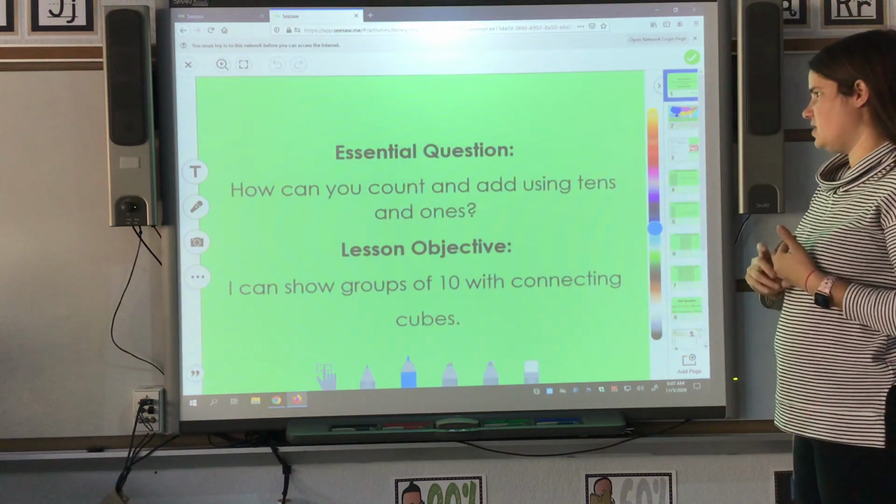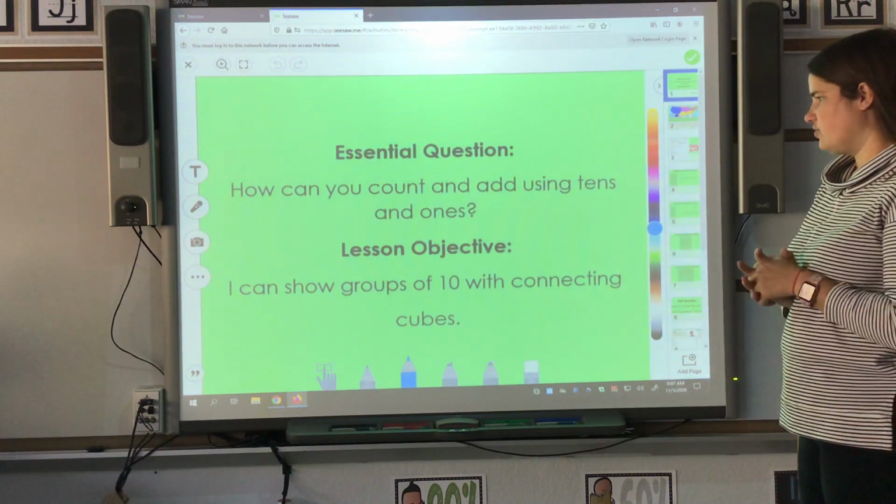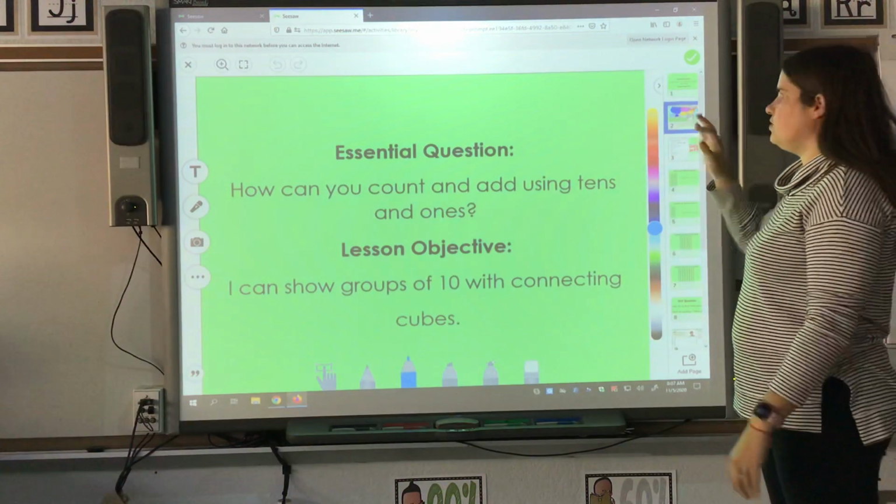Question: how can you count and add using tens and ones? I can show groups of tens with connecting cubes.